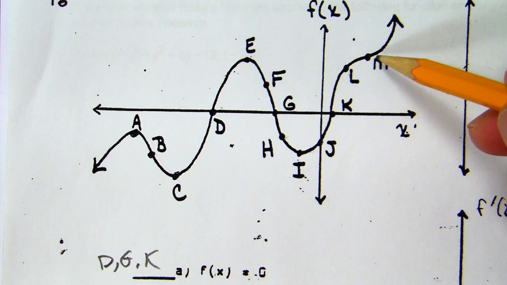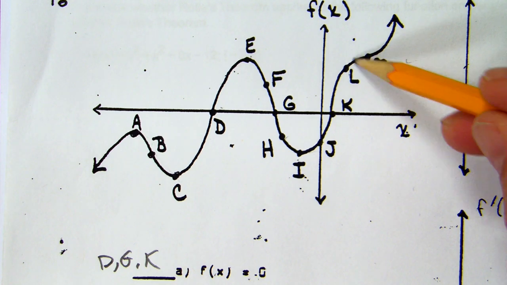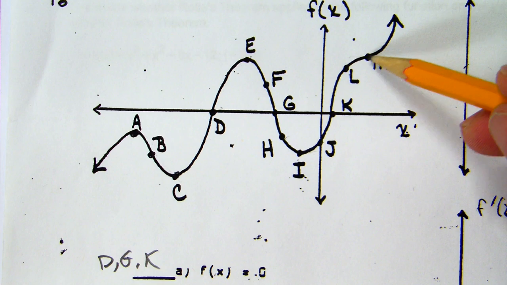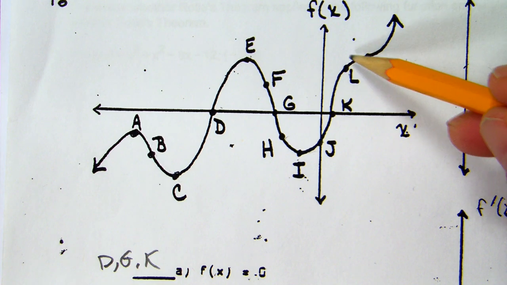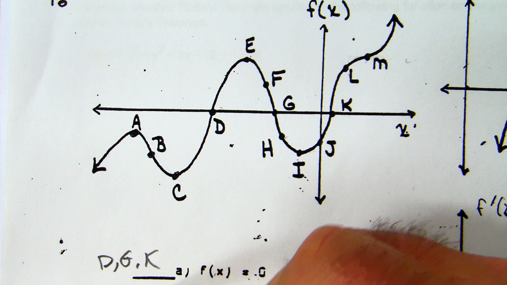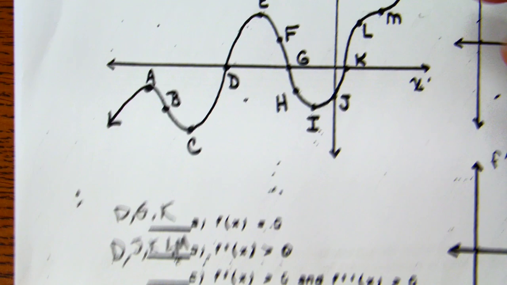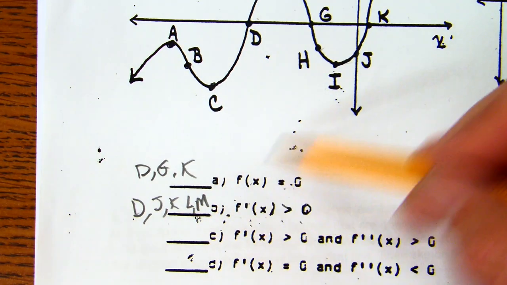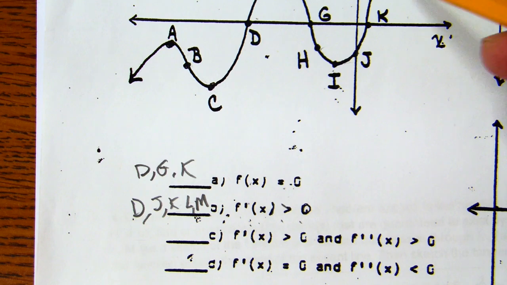If you say that it's flattening out here, you wouldn't say it's increasing. Like if you say there's a horizontal tangent line there. But to me it looked like it's still increasing, so I will say M. Okay, so D, J, K, L, M. If you thought that was a horizontal tangent line, you would not have included M.